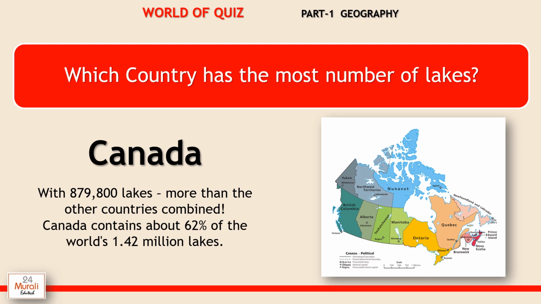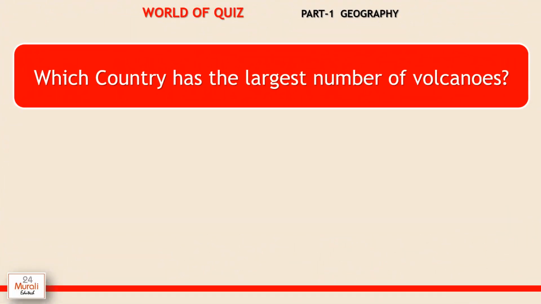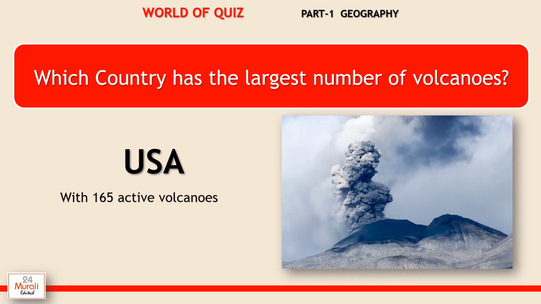879,800 lakes, more than the other countries combined. Canada contains about 62% of the world's 1.42 million lakes. Which country has the largest number of volcanoes? USA, with 165 active volcanoes.